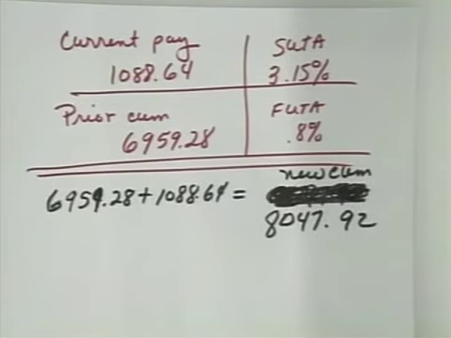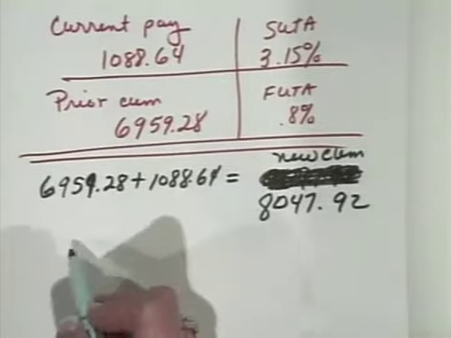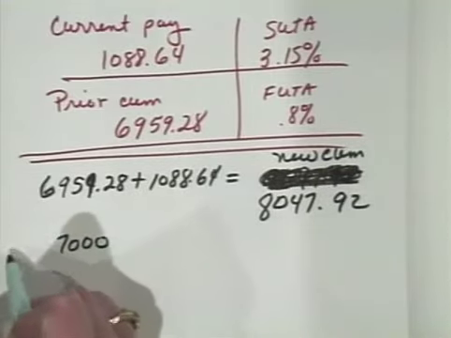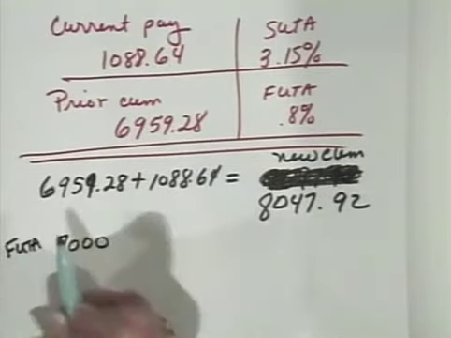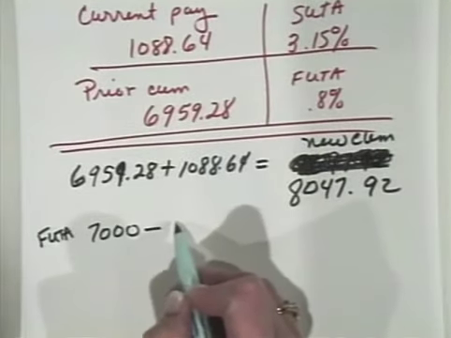During this pay period, I went over the federal limit and I went over the state limit both. So I need to find out how many dollars are under the limit for the federal and how many dollars are under the limit for the state. Where do I begin? Subtract. $7,000 minus 6959.28. This is for the federal. I'm going to take the ceiling and subtract.